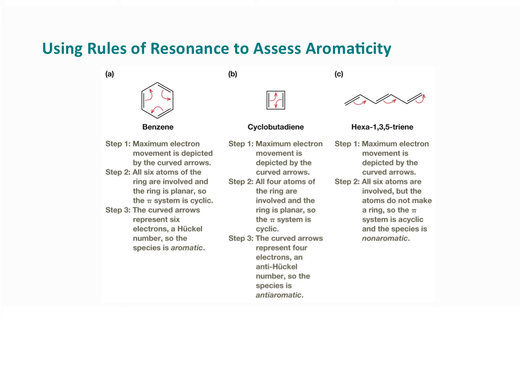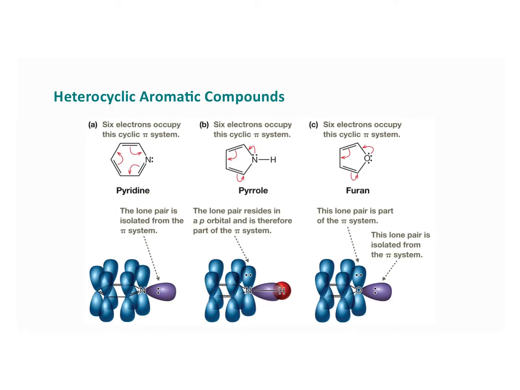Now, maybe the burning question in your heart is, Dr. Pierce, we've only looked at things with carbon and hydrogen. Can other atoms also be involved in aromatic compounds? And the answer to that is yes. So when we look at this figure, these are some examples of heterocyclic aromatic compounds. And they're named that because they have a heteroatom as part of the ring. In all 3 cases we see here, the curved arrows show electron movement involving every atom of the ring, and the ring's planar. So all 3 of these compounds have cyclic pi systems, and each pi system contains 6 electrons, and since 6 is a Huckel number, all 3 of these compounds are aromatic.